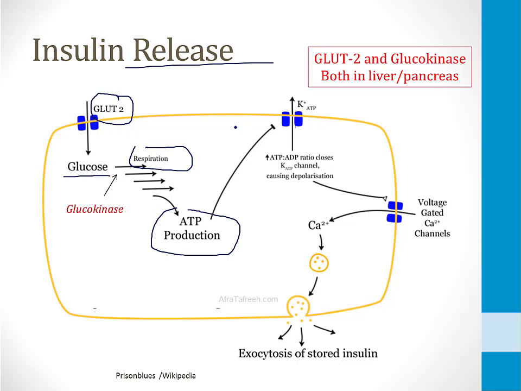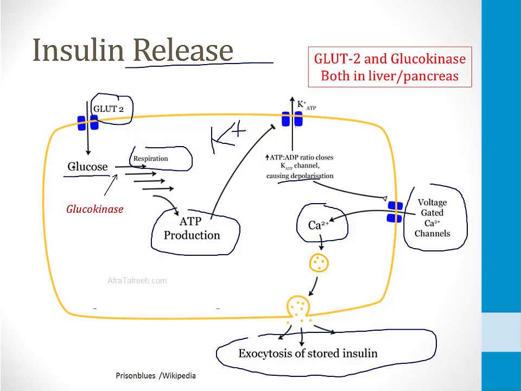ATP can close potassium channels in the membrane of the beta cells, and when it does this, it will cause potassium to be trapped inside the cell, and this will raise the resting membrane potential of the cell. This can lead to depolarization, and when that occurs, voltage-gated calcium channels will open and allow calcium to rush into the beta cell, and that will trigger the exocytosis of stored insulin.